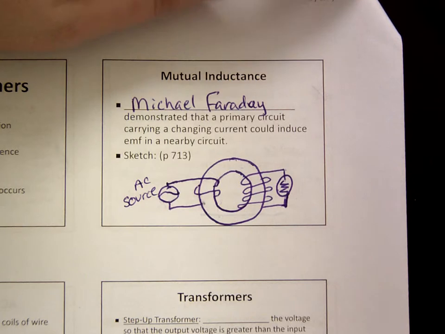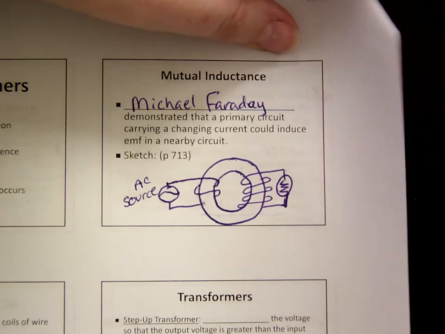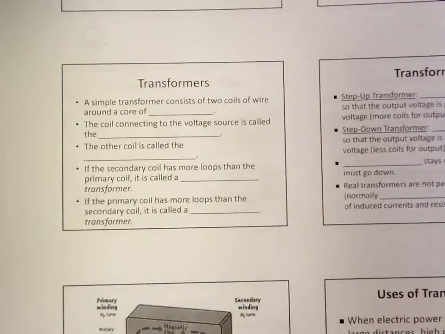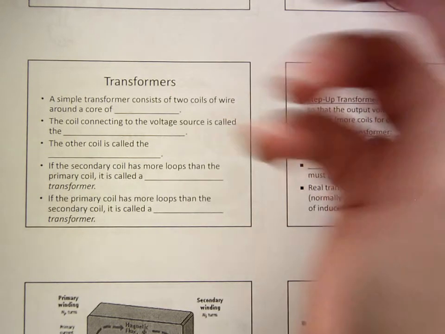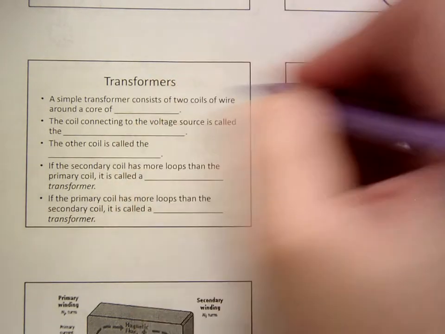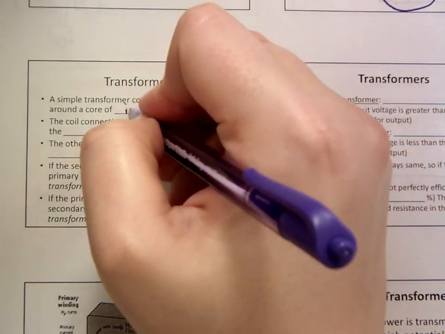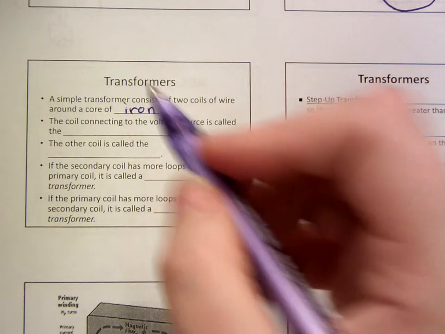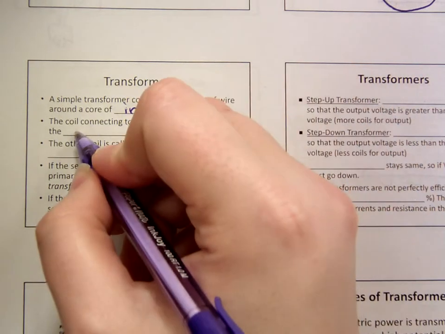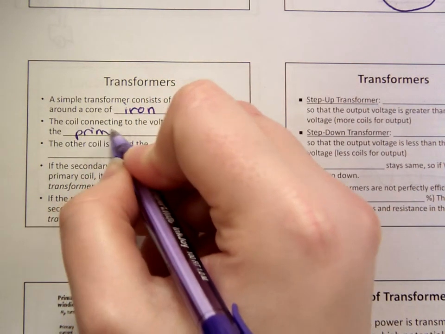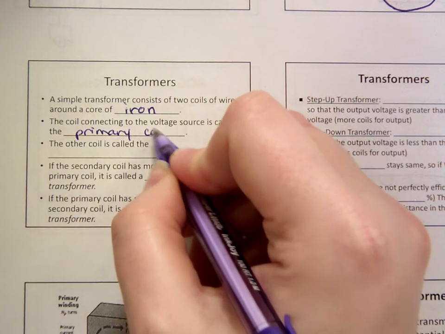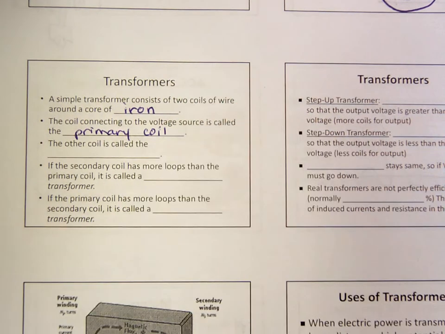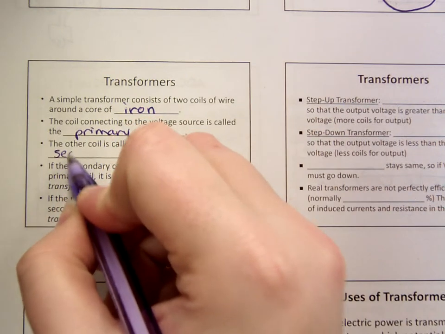Now, what I've drawn here is actually a simple transformer. A transformer consists of two coils of wire wrapped around an iron core. Now, the coil on the side connected to your voltage source is called the primary coil. The other coil is called the secondary coil.